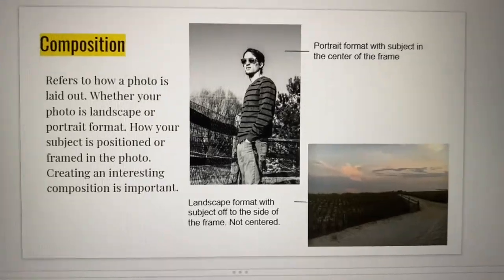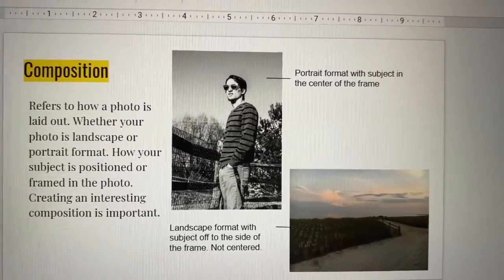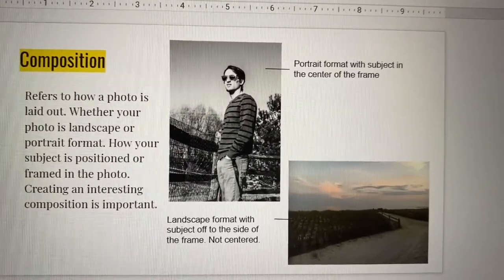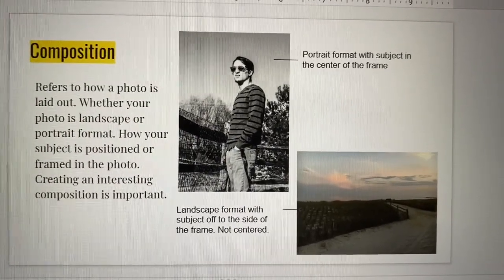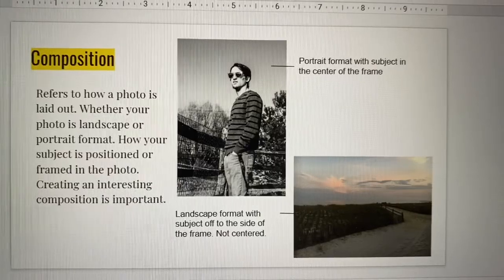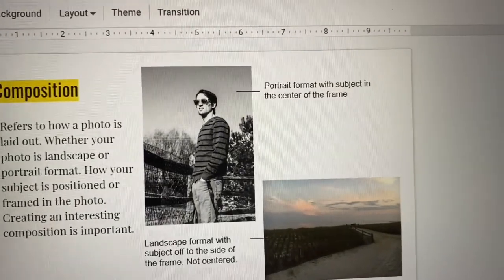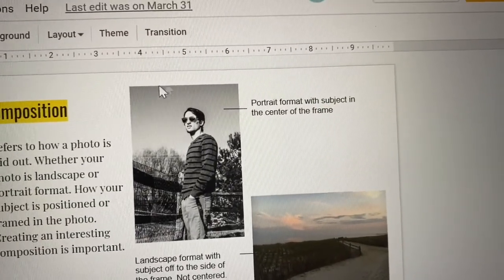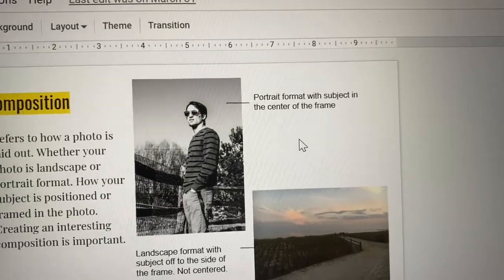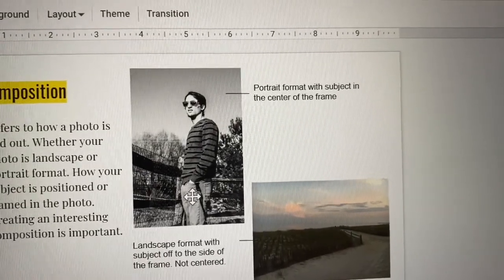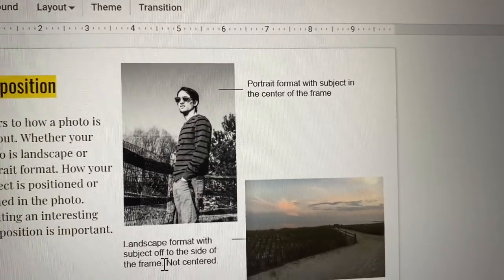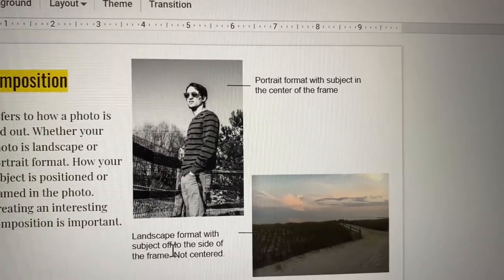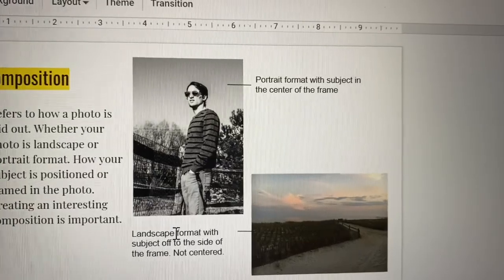Composition refers to how a photo is laid out, whether your photo is landscape or portrait format, how your subject is positioned or framed in the photo. Creating interesting composition is important. So in this top photo, this format is a portrait format. The subject is in the center of the frame. The photo was taken from below, so I was on the ground when I took the photo and I looked up.